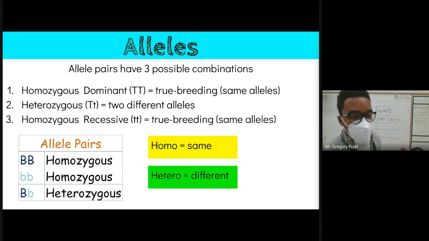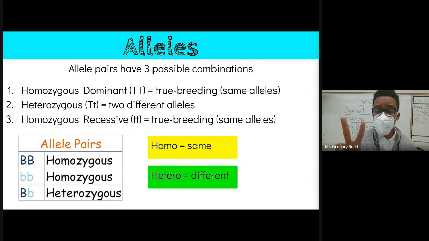So in our example, we're working with the letter B. Homozygous dominant would mean 2 of the same alleles and they're both dominant, so they're both capital. So I've got 2 capital Bs.